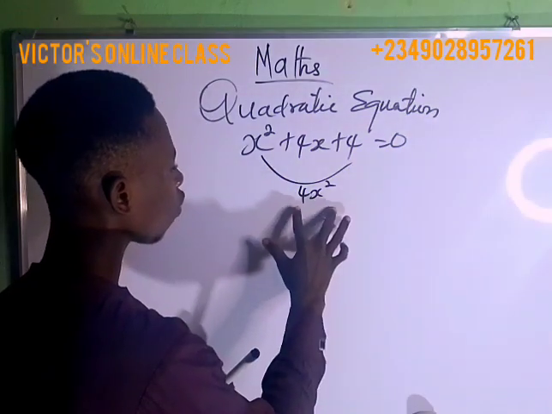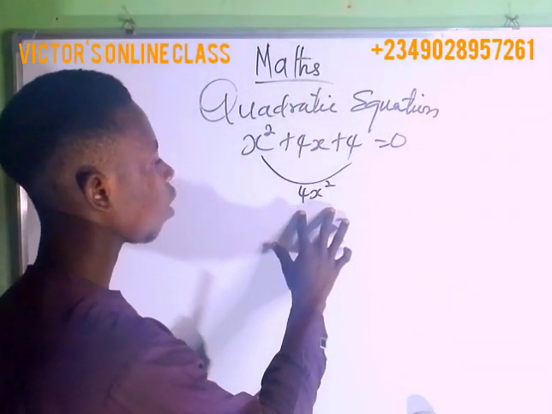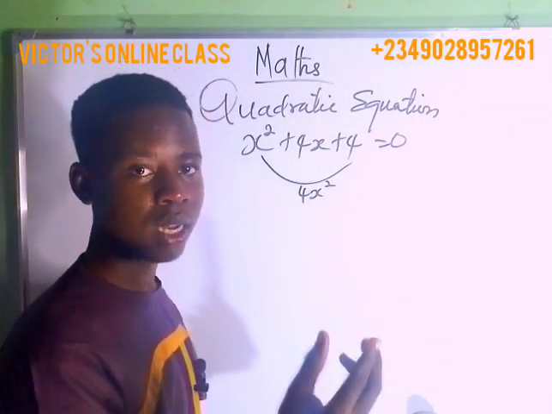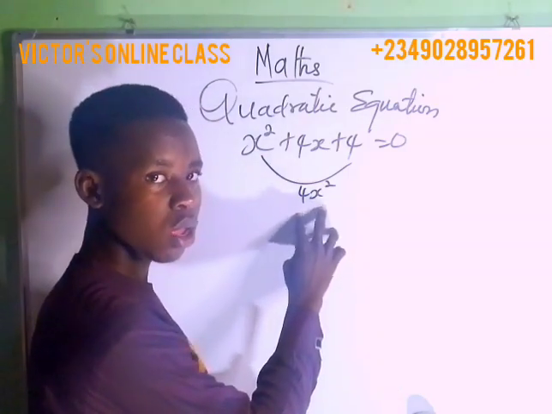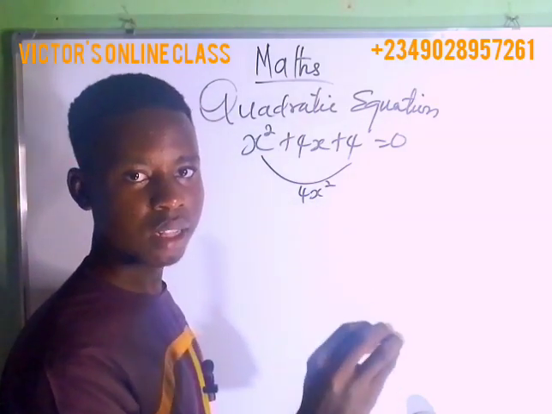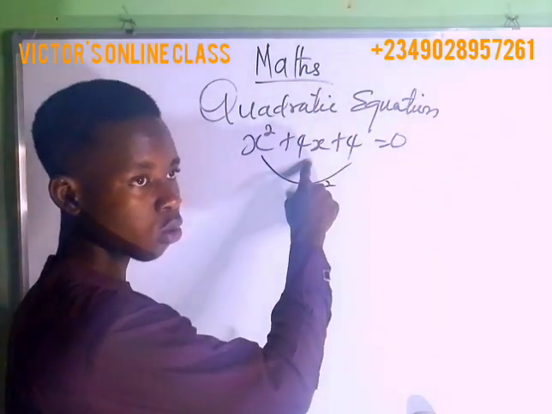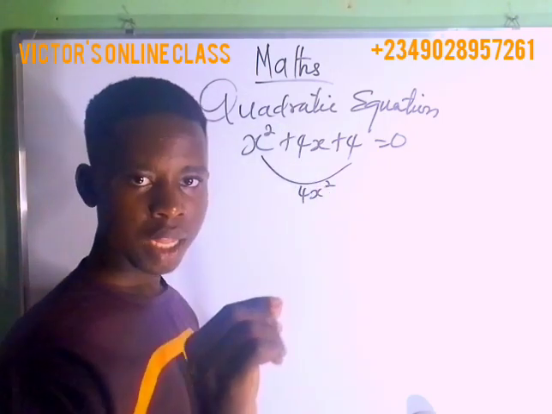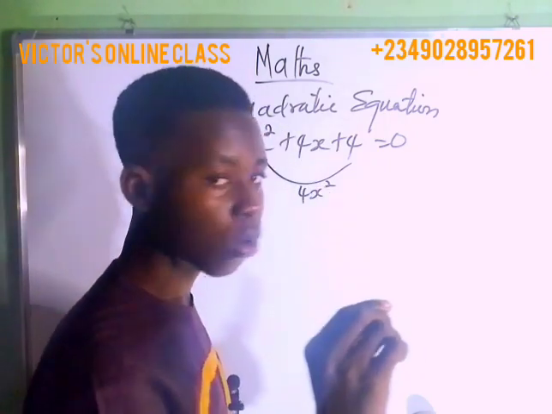After multiplying them to get 4x squared, you think of two numbers that when multiplied together give 4x squared, and when added together give the middle term, which is 4x. Those numbers are 2x and 2x.